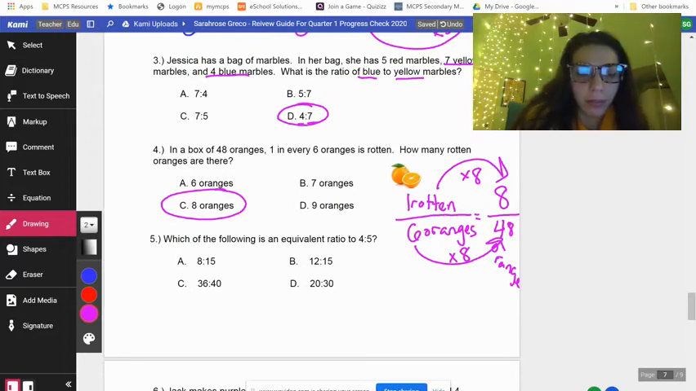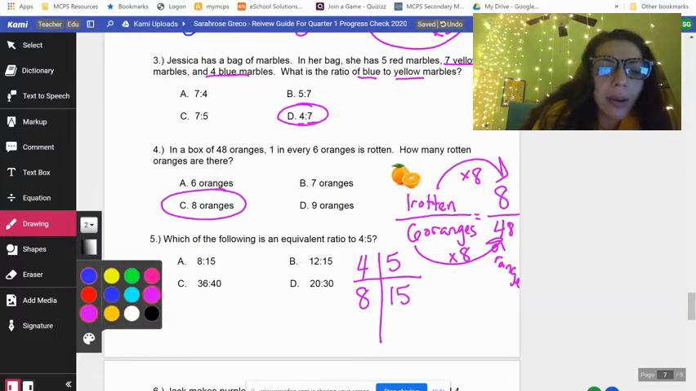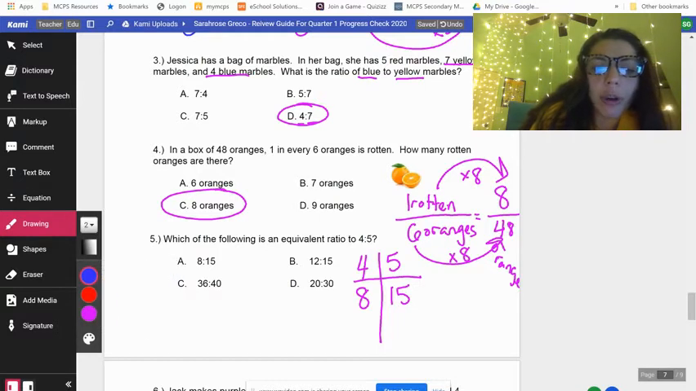Number 5. Which of the following is an equivalent ratio to 4 to 5? So here's what we should do. We can make a ratio table like this, and we can put 4 on the left side and 5 on the right side. I'm going to take each number and see if it works. So if we look at A, I put 8 on the left side and 15 on the other side. Now I have to make it so that it's true on both sides. Whatever I do to one side, I do to the other side.